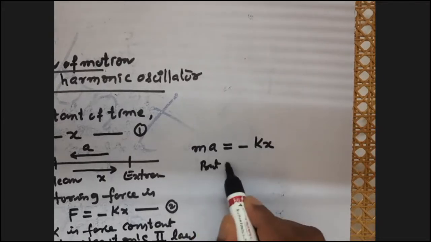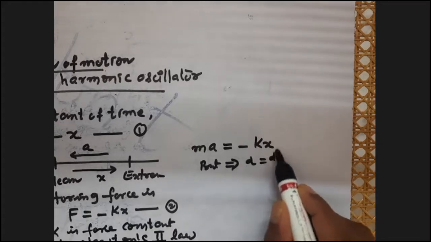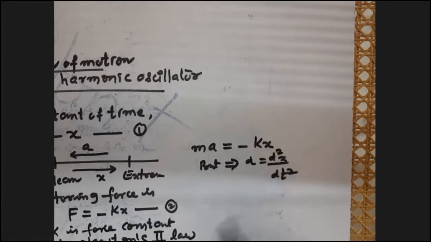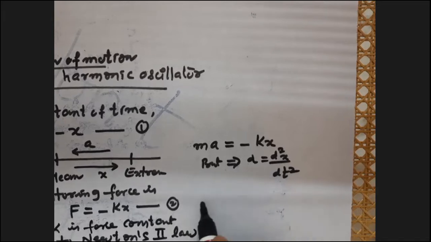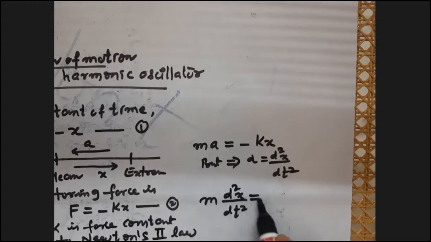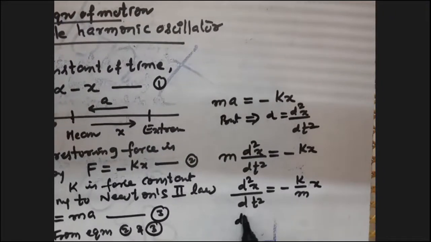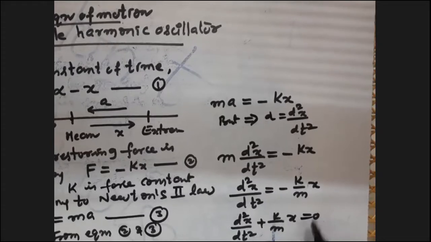But acceleration in differential form, a is equal to d square x by dt square. We know this. So substituting that, m d square x by dt square is equal to minus kx. From this, you can write d square x by dt square equal to minus k by m into x. Bringing the right side term to the left in the equation, d square x by dt square plus k by m into x is equal to 0.